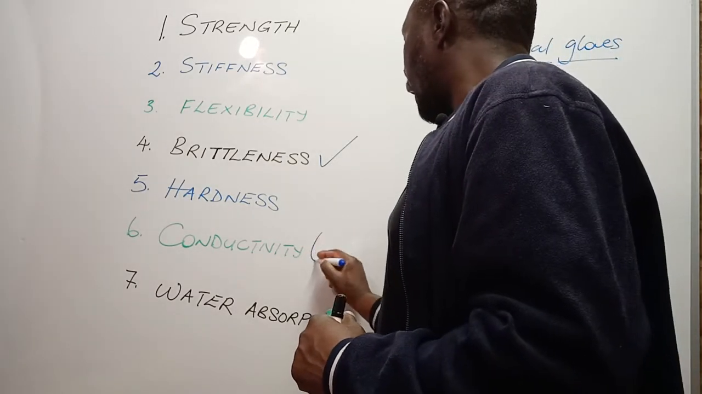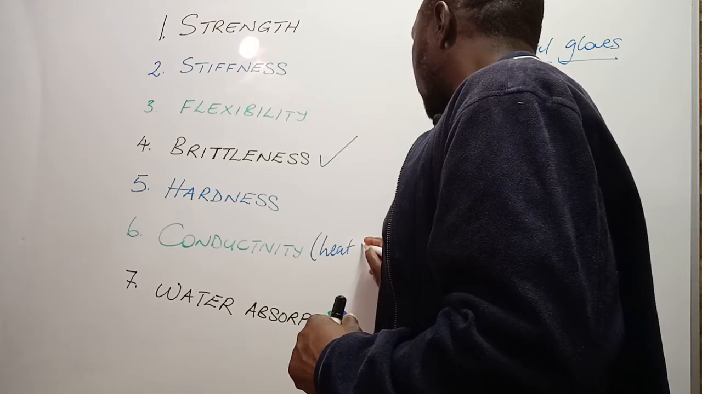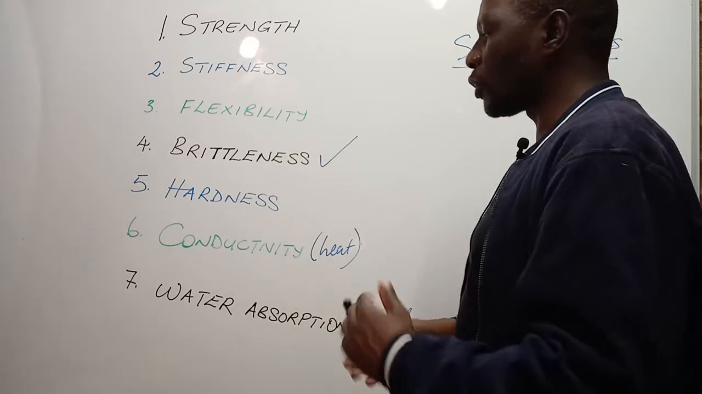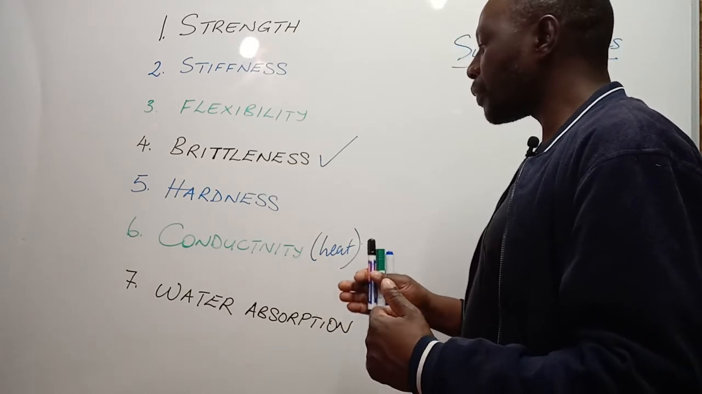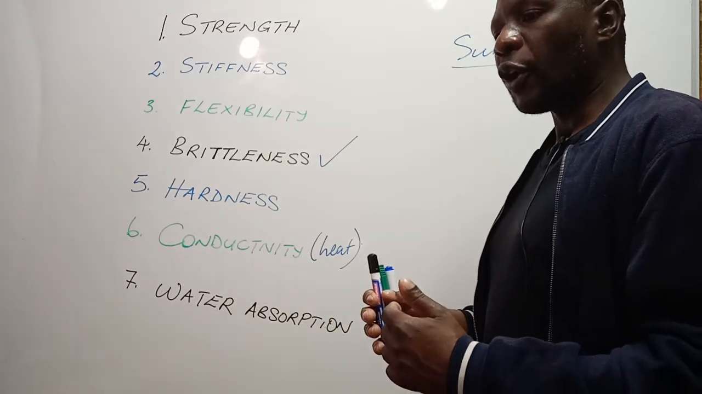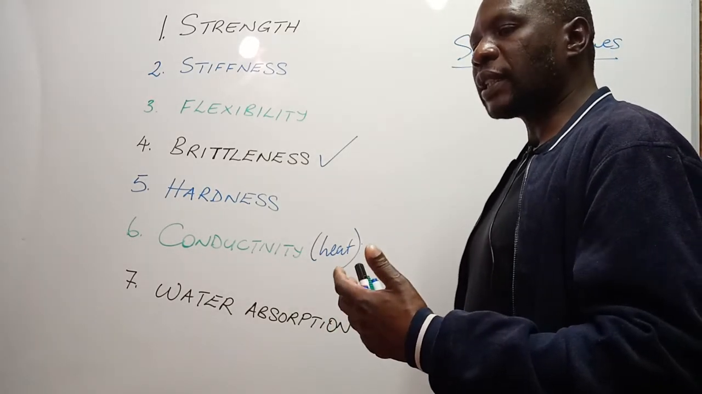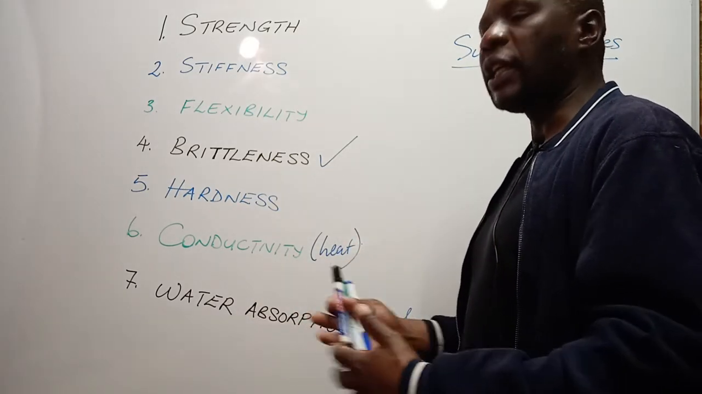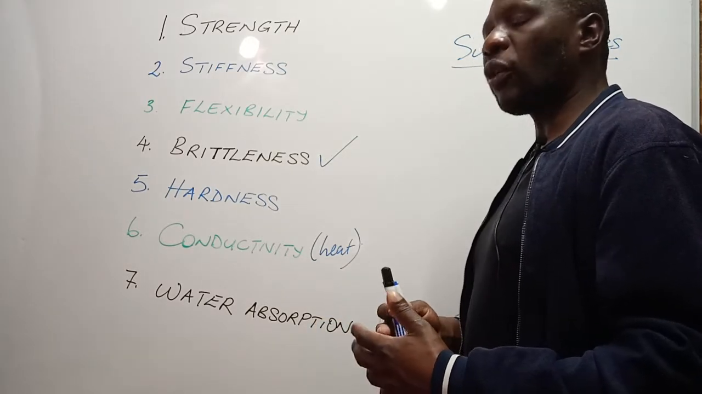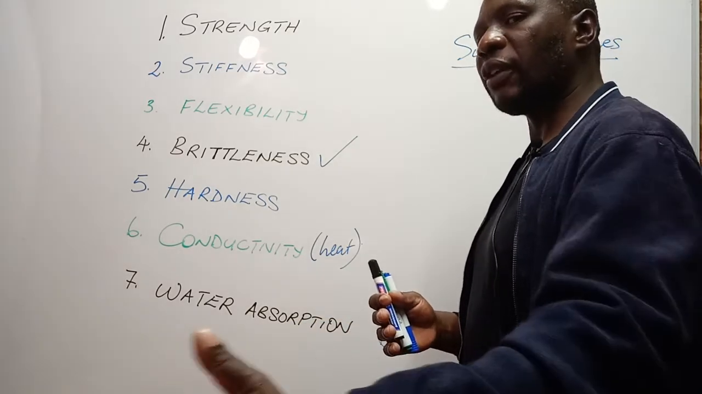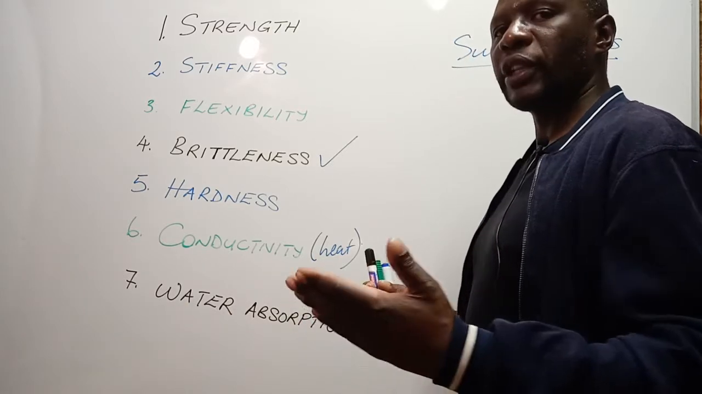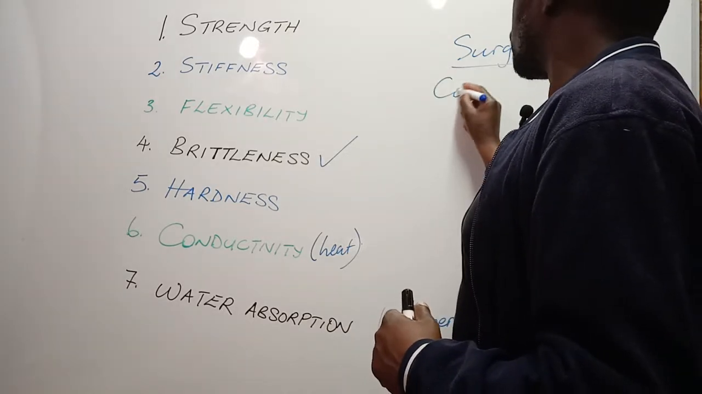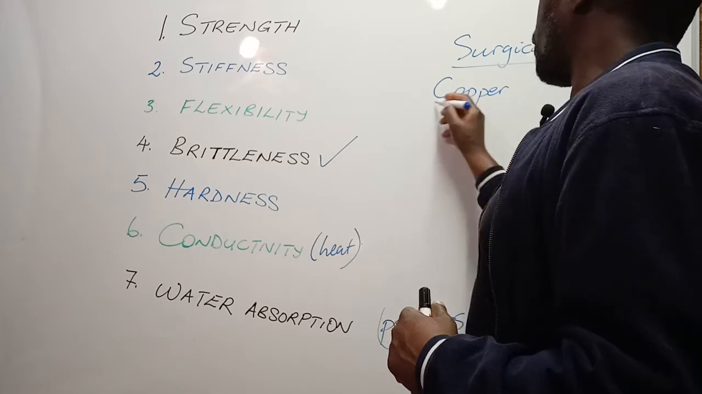Remember, we said that when we talk about conductivity, we're talking about conducting heat and electricity. So you need a material that can quickly absorb heat as well as emit it. And that material is obviously a material that gives passage to heat without resistance. So obviously our cooling system, we will have to make it out of copper.